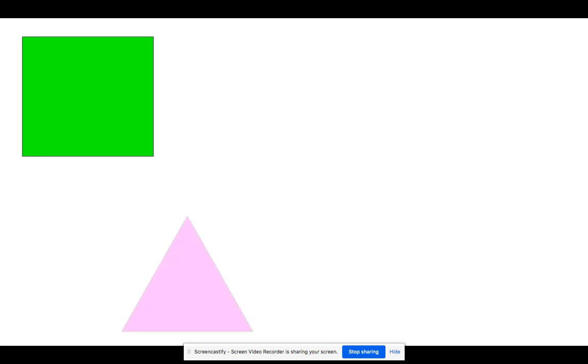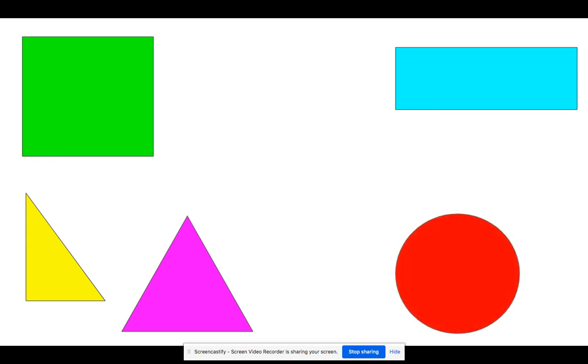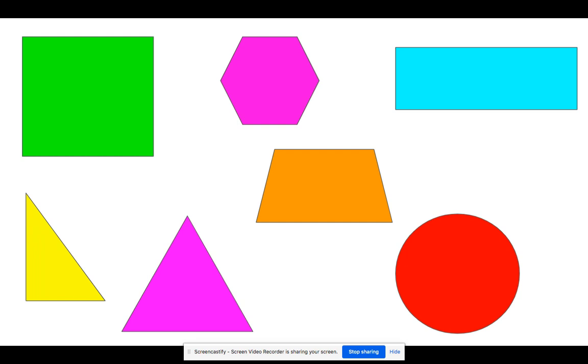Here's a favorite. A square. I bet that you knew that was a square the second it popped up on the screen. We've been learning about the square for a long time, right? Since kindergarten or probably even before. We know about triangles that might look a little different, rectangles, circles, hexagons, and trapezoids. All of these shapes are shapes that we've learned about and that we know how to identify. That's awesome. So how do we know how to identify them?